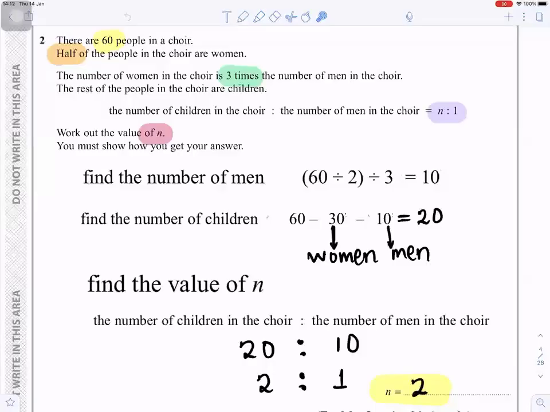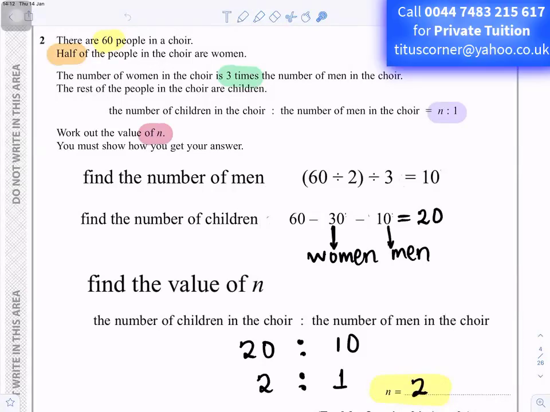Question number 2. There are 60 people in the choir. Half of the people in the choir are women. The number of women in the choir is 3 times the number of men in the choir. The rest of the people in the choir are children. The number of children to the number of men in the choir is n is to 1. Work out the value of n. You must show how you get your answer.